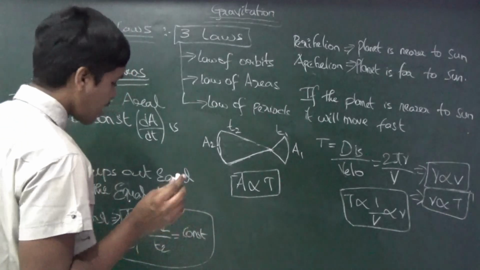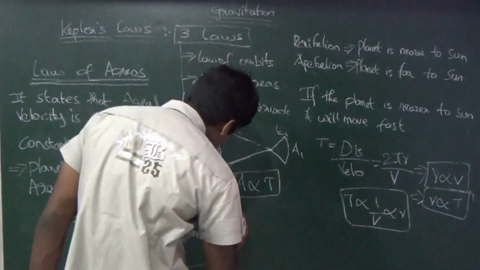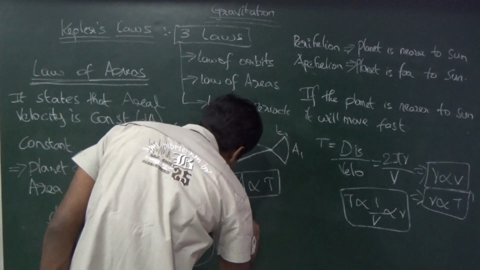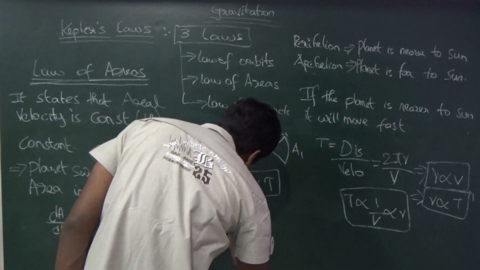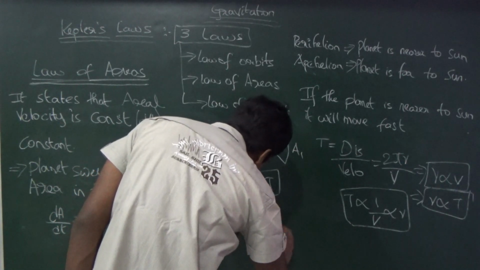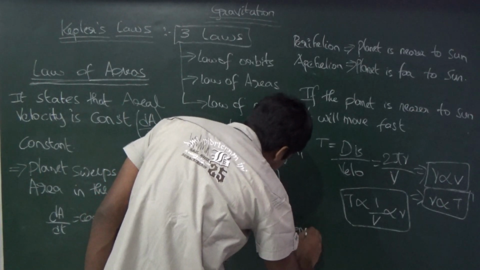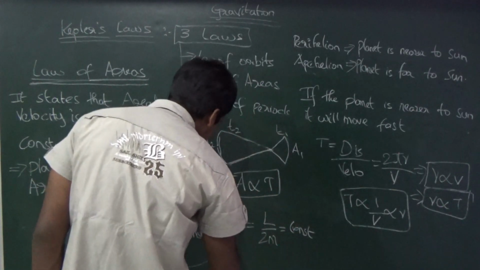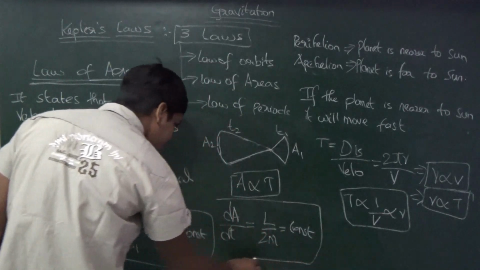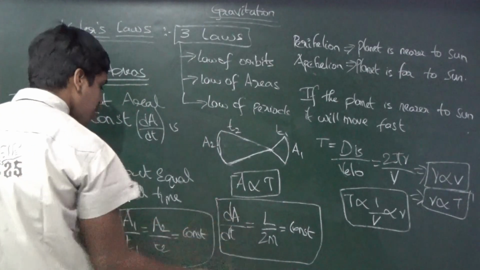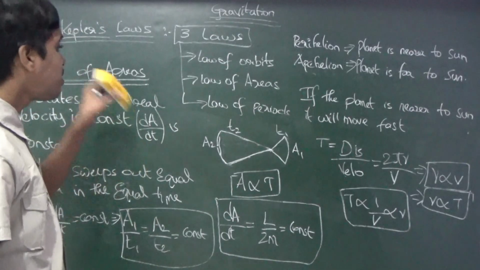Okay, now we can get a relation that dA by dt is equal to L by 2m is equal to constant. This is a relation. The second law.